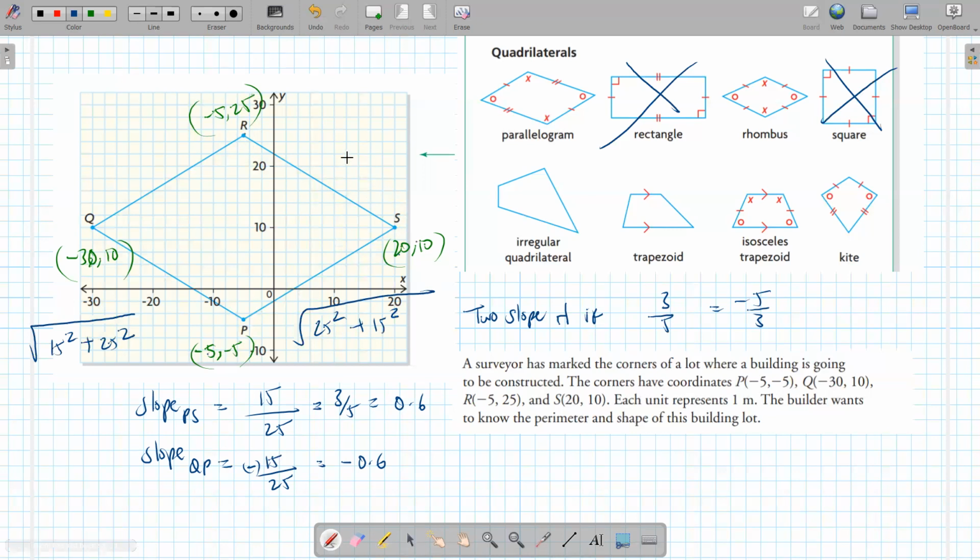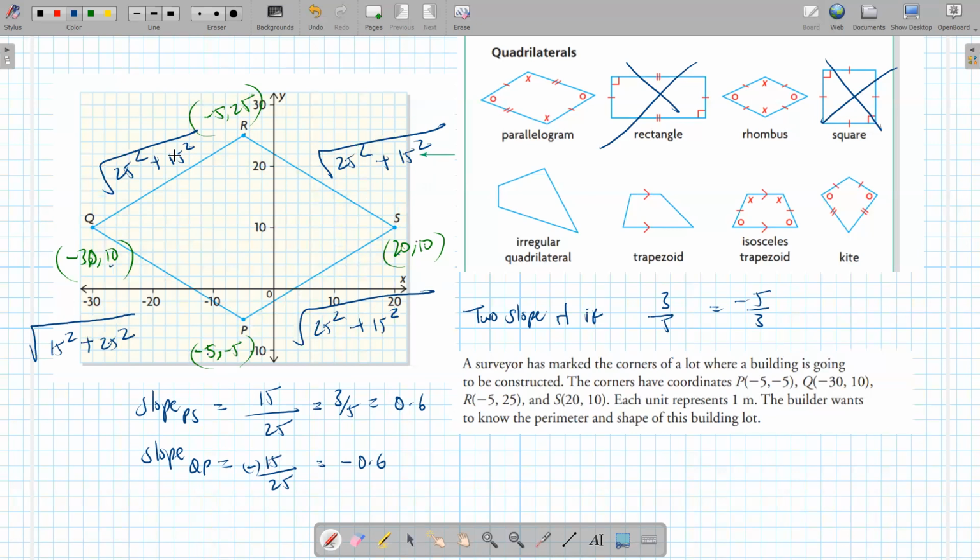-5 on the X to 20, so it's going to be 25 squared plus, from 25 to 10, 15 squared. I'm just finding the distance. This one, from -30 to -5, 25 squared plus, from 25 to 10, 15 squared. Notice all the side lengths are exactly the same. I'm just using the distance formula there. So it's a rhombus.